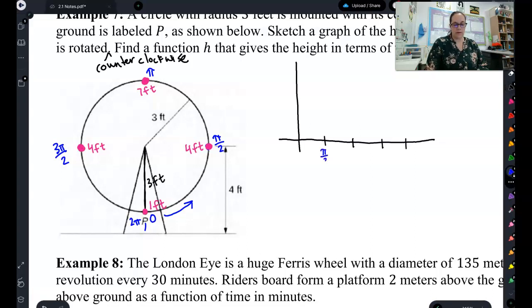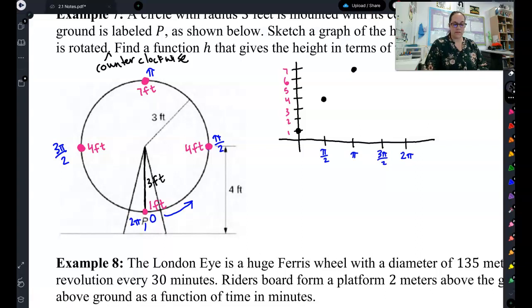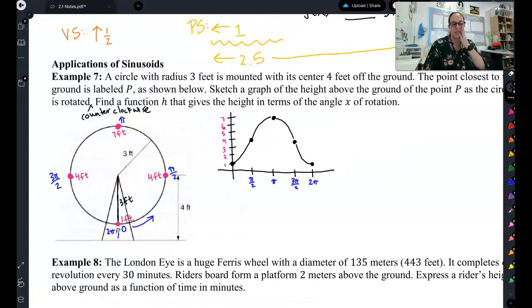Down here, we'll have my x-axis. And up here, we'll have our height. So we're going to go up to 7. 1, 2, 3, 4, 5, 6, 7. And I'm going to graph these points. So at 0, I was 1 foot off the ground. At pi halves, I am 4 feet off the ground. At pi, I am 7 feet off the ground. At 3 pi halves, I was 4 feet off the ground. And at 2 pi, I was back down to 1 foot off the ground. So this is a graph of the heights on this wheel as we turn around the wheel.